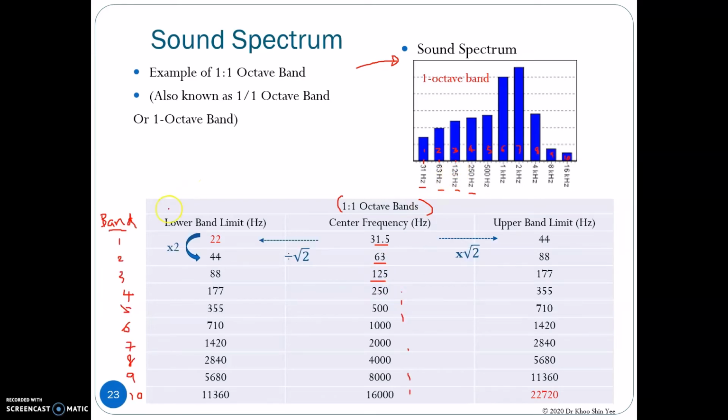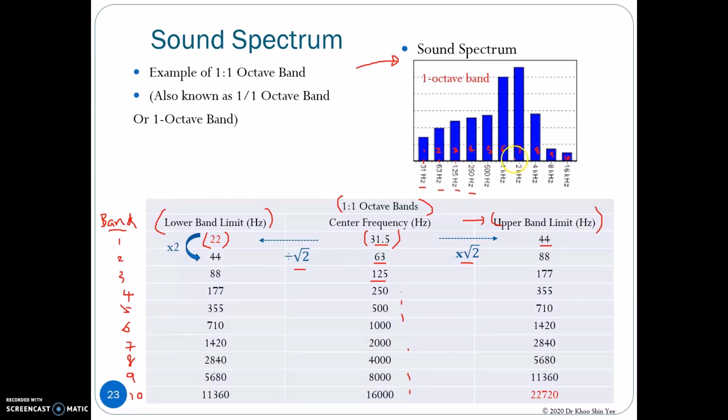and so on. To find the lower band limit, we can divide the center frequency by square root of 2. So take the 31.5 divided by square root 2 should give you 22. And to obtain the upper band limit, you take the 31.5, which is the center frequency, and multiply it with the square root 2. By doing this, you obtain the upper band limit.